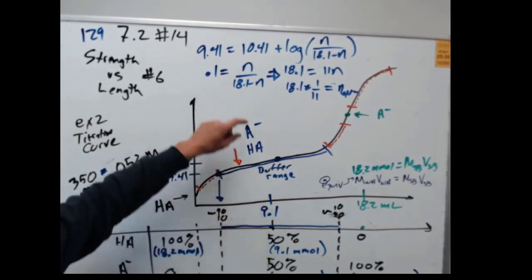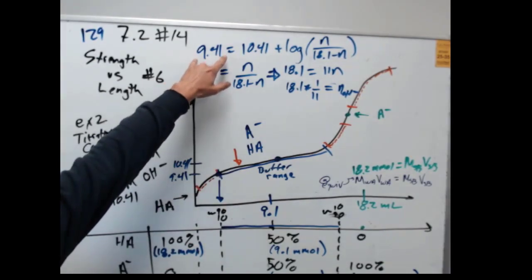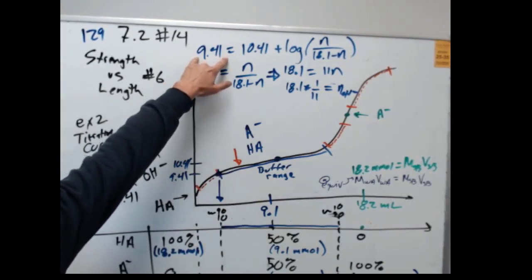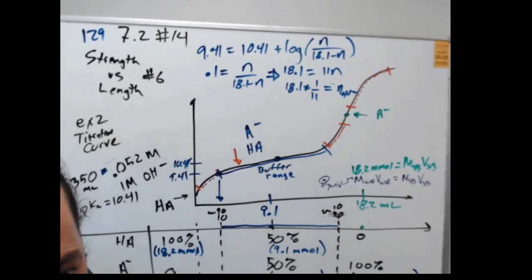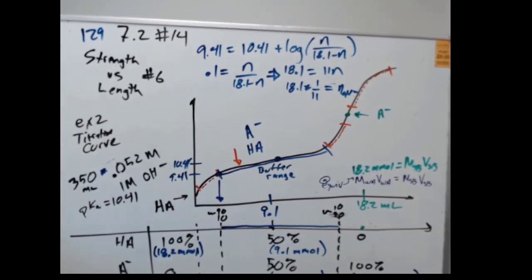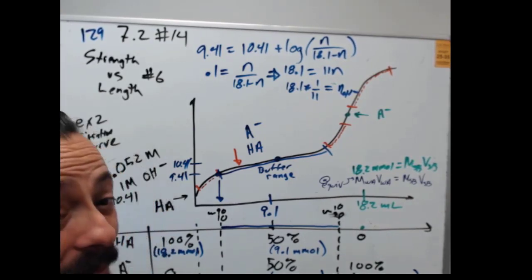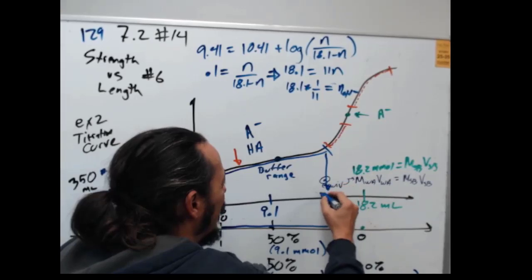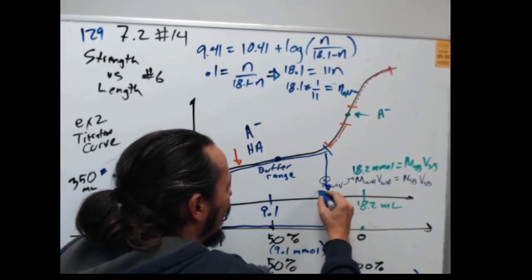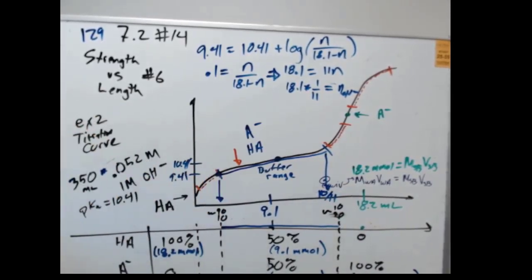Because we're using the definition of buffer range of pKa plus or minus 1, the math always works out to be 1/11. So we would just divide by 11 to get the minimum of that buffer range, and then the other side always ends up being 10/11.